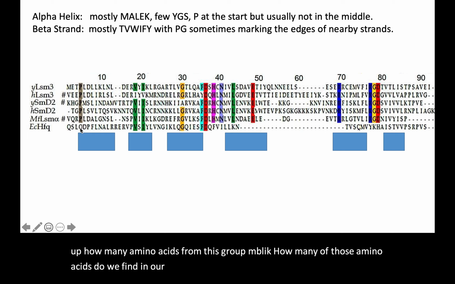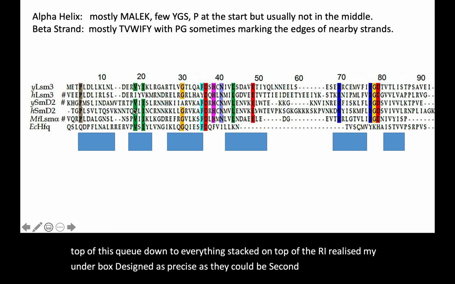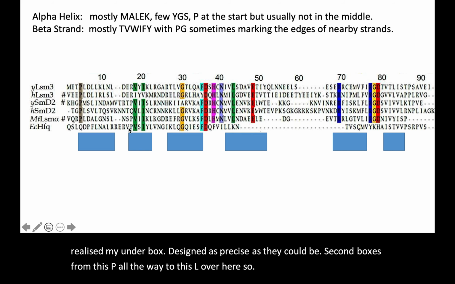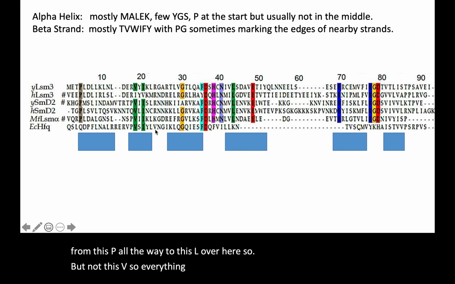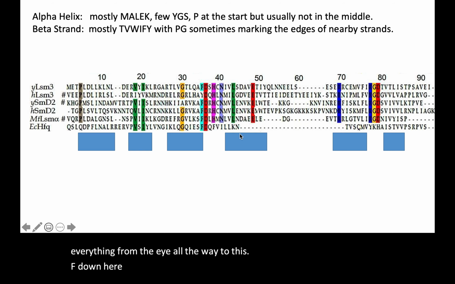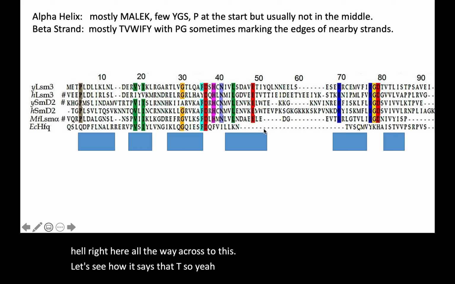Our first box is everything stacked on top of this Q down to everything stacked on top of the R. I realize my under boxes aren't as precise as they could be. Second box is from this P all the way to this L over here, but not this V. So everything from here to here. Third box is everything from the I all the way to this F down here at the end. And then we're going to have everything from this L right here all the way across to, let's see, I would say it's that T. So yeah, that column, which has a minus at the bottom.